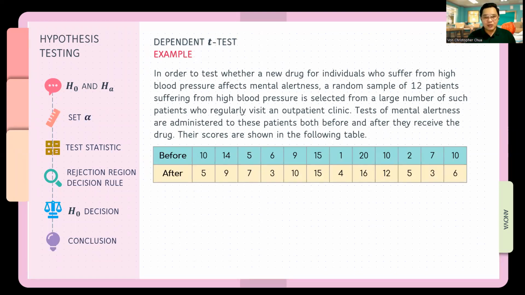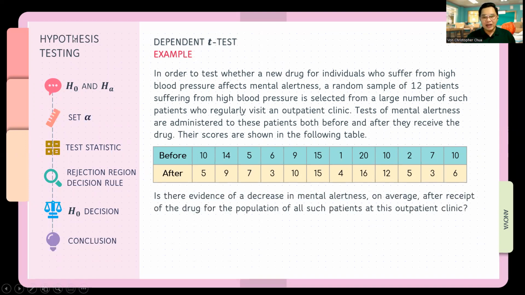In order to test whether a new drug for individuals who suffer from high blood pressure affects their mental alertness, a random sample of 12 patients suffering from high blood pressure is selected from a large number of such patients who regularly visit an outpatient clinic. Tests of mental alertness are administered to these patients both before and after they receive the drug. Their scores are shown in the following table.